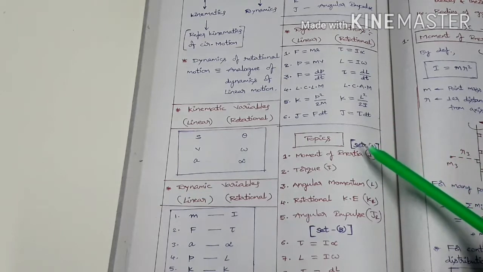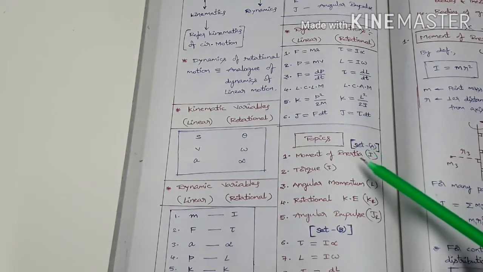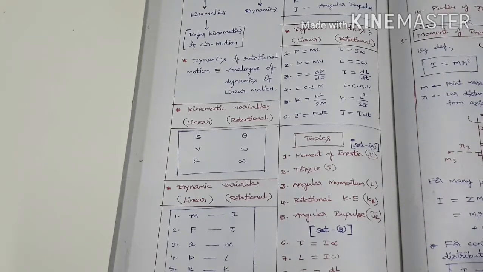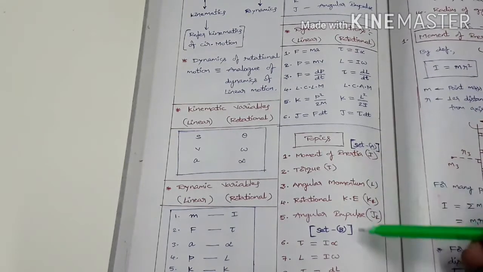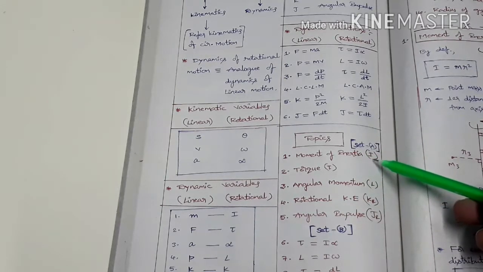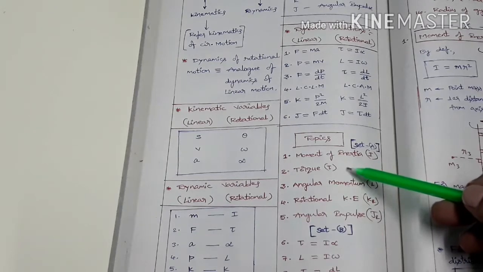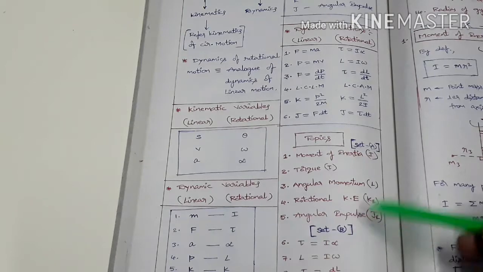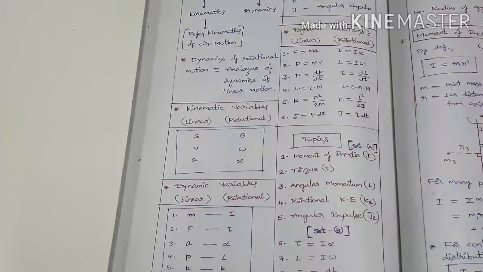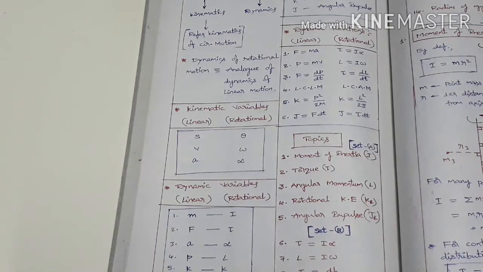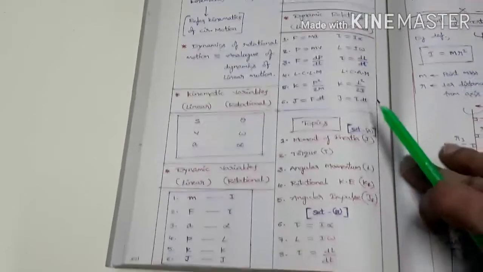Next, what are the topics we are going to deal with now? I have divided these topics into two parts. One is set A, the other one is set B. Set A consists of moment of inertia I, torque tau, angular momentum L, rotational kinetic energy K, and angular impulse JR.